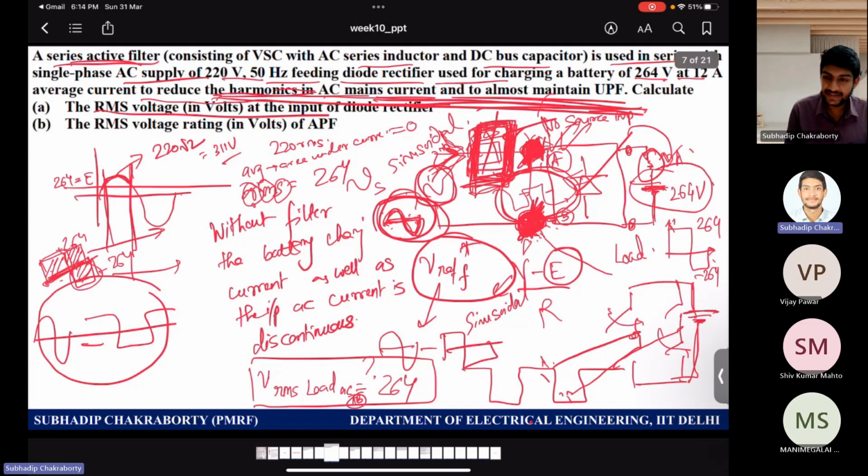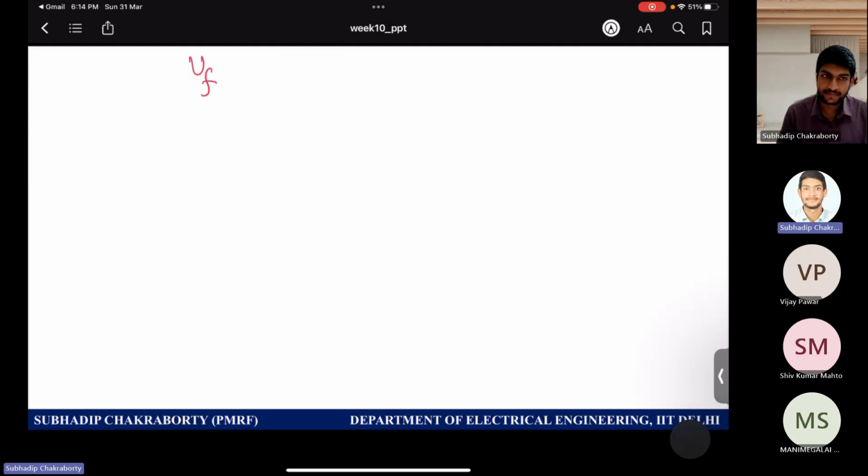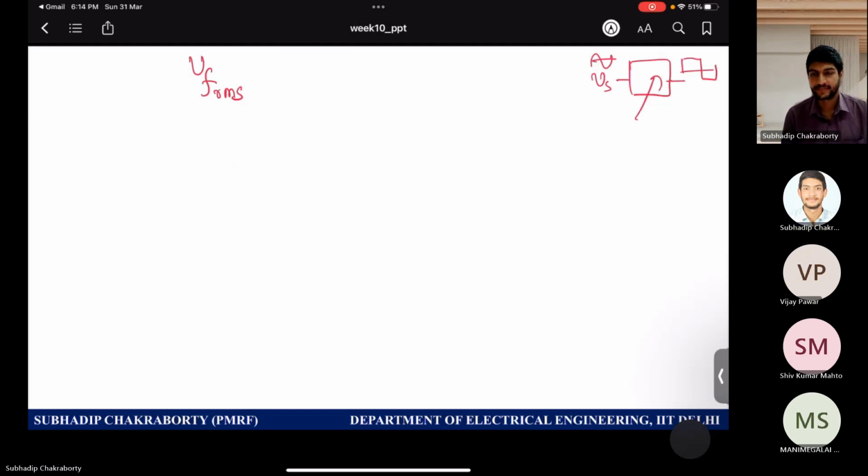So, the RMS voltage rating of the active power filter. Can anyone tell me? Now you come to the filter. You know that the filter is sitting where? One side it has Vs, and the other side it has this kind of square voltage. So what should the filter inject? You apply KVL, right? Vs plus Vf equals VL.